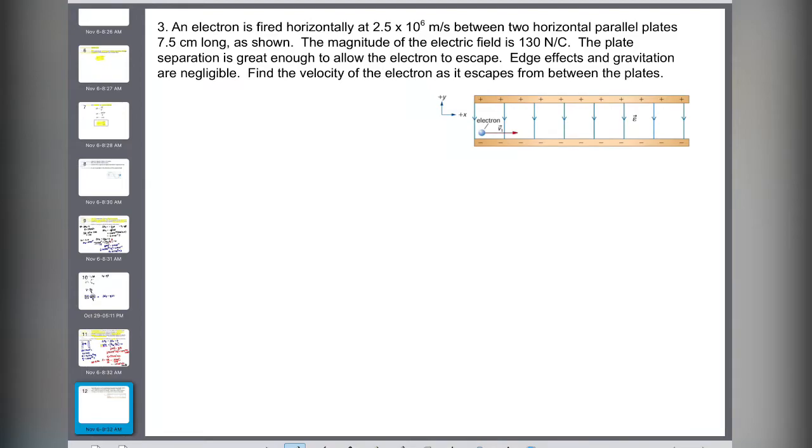Question 3. I'm going to stop. I need you to pause the video. Can you read the question carefully to yourself, and can you comprehend what it's asking you to do?